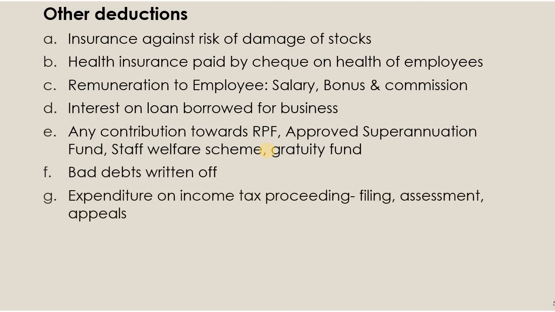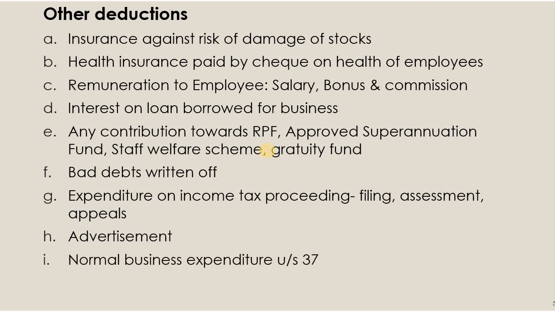Then expenditure on income tax proceedings. If the business houses have taken any proceedings on income tax like filing, assessment, or appeals, then whatever expenditure they have incurred on these appeals, assessments or filing can be deducted from the profit. Then of course advertisement also can be deducted from the profit. Then normal business expenditures, which is mentioned under section 37. Any normal expenditure, for example purchase of property, rent, rates, taxes, all these which are related to business can be claimed as deduction under section 37.